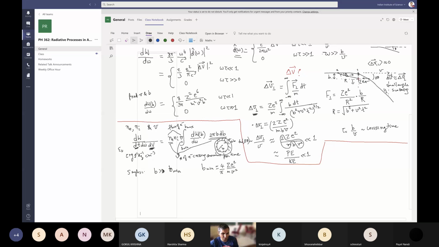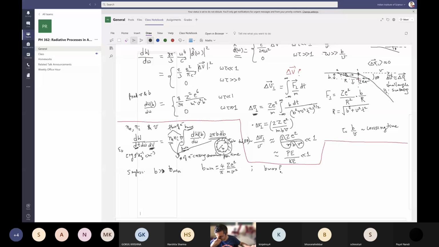So B has to be greater than this value. So we can actually put B min to be this. So this is one estimate of B min. What about B max? So this is the upper cutoff of this integral. B has to be greater than B min. What about B max?